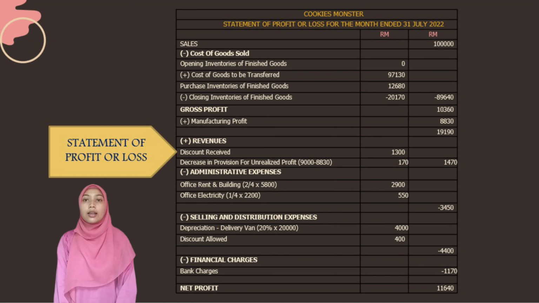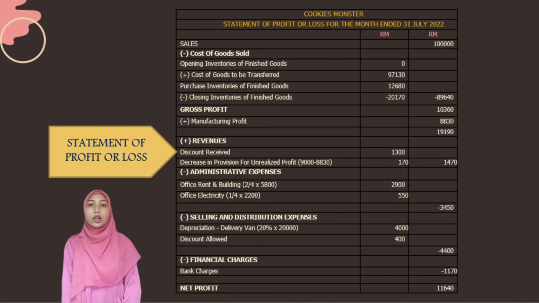After that, we got revenues of 1,170 ringgit from discount received and the amount decreased in provision for unrealized profit. Next, the first administrative expense includes office rent and building at a value of 2,900 ringgit and office electricity at a value of 550 ringgit. While the selling and distribution expense includes depreciation of delivery van, delivery fee 4,400 ringgit, and discount allowed 400 ringgit. The total for administrative expense is 3,450 ringgit and the total for selling and distribution expense is 4,400 ringgit.